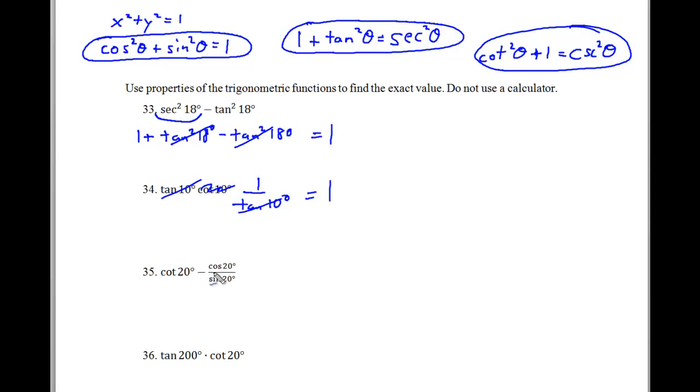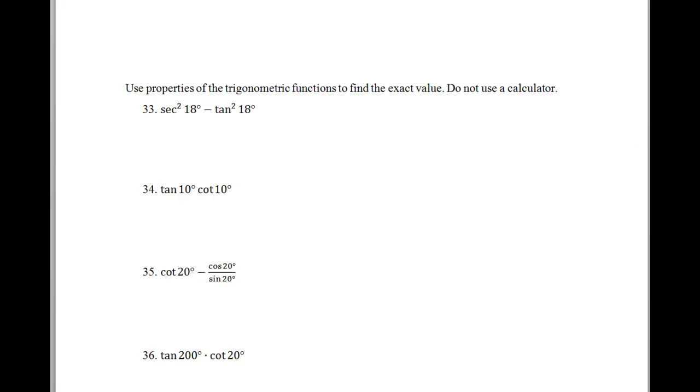Problem number 35 here, we got cotangent of 20 degrees, which is the same thing as cosine of 20 degrees over sine, because that's the definition of cotangent. Sine of 20 degrees minus cosine of 20 degrees minus the sine of 20 degrees. Anything minus itself is 0. You can see where these simplified into some neat answers here.